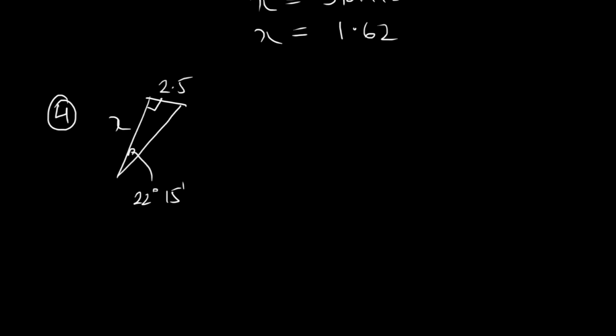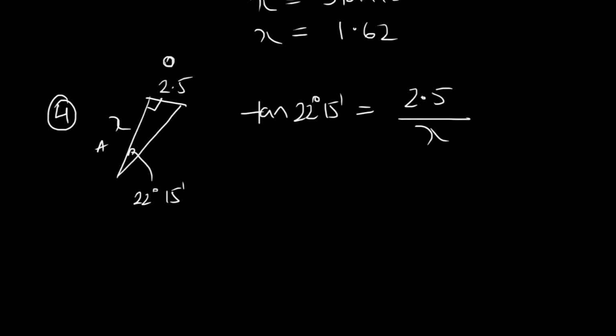So in this case we have opposite, and again we have adjacent. So this is my opposite side, I'll denote that with an O, and I have an A here for my adjacent side. So I need to use tan. So this is similar to the example that we just did. So tan theta, so 22 degrees and 15 minutes is equal to opposite, so 2.5 over adjacent.